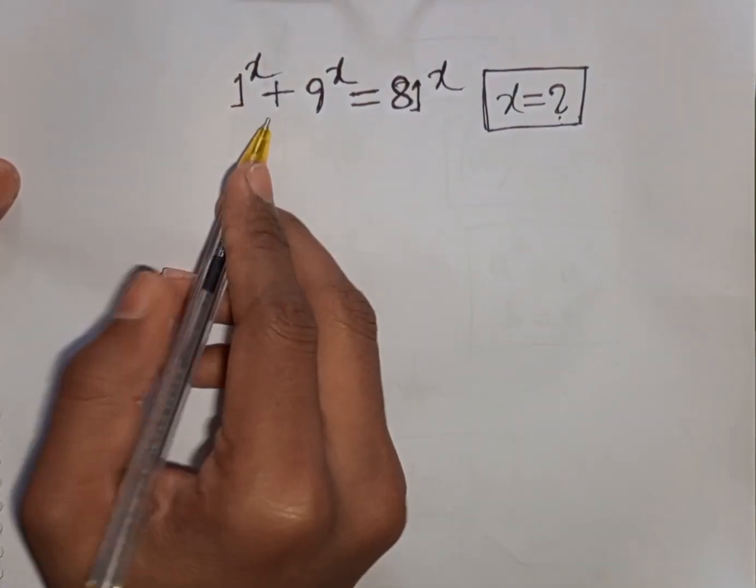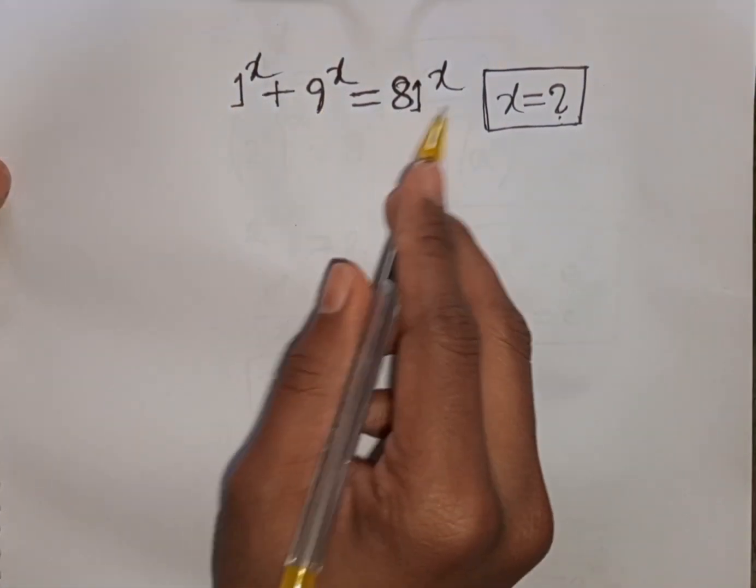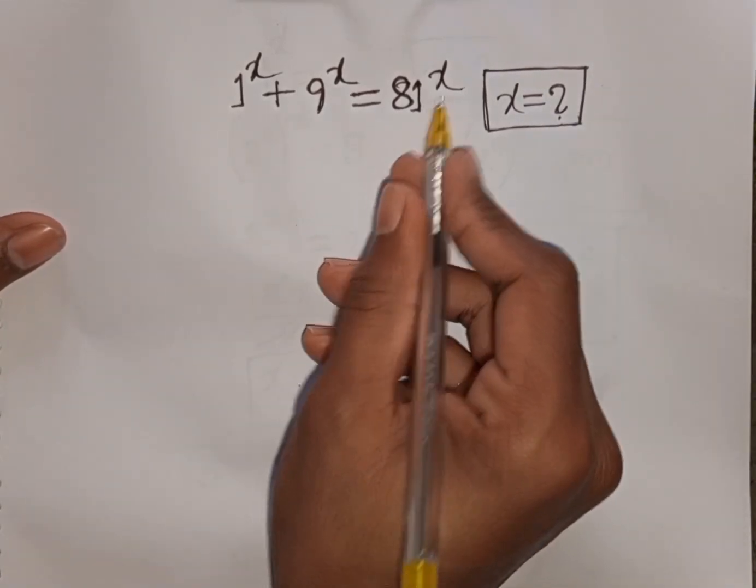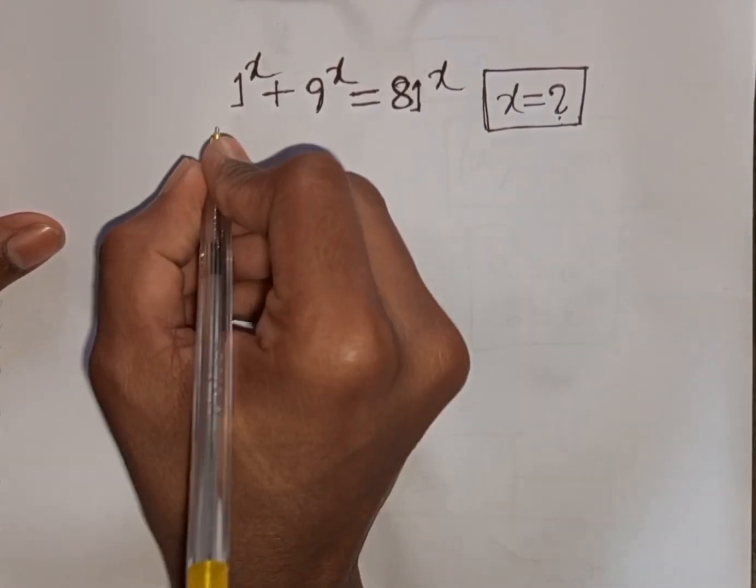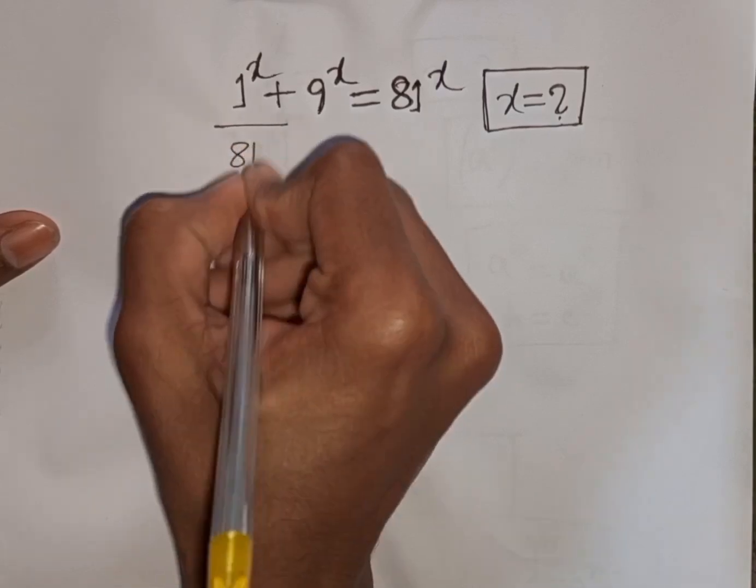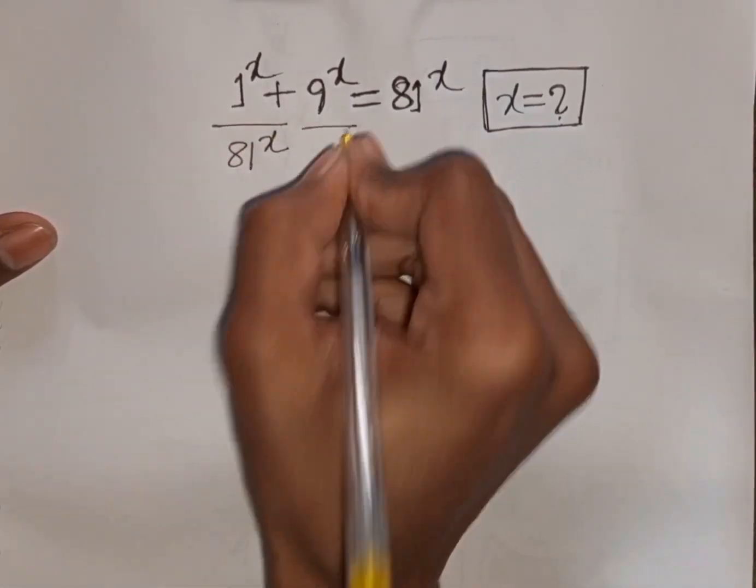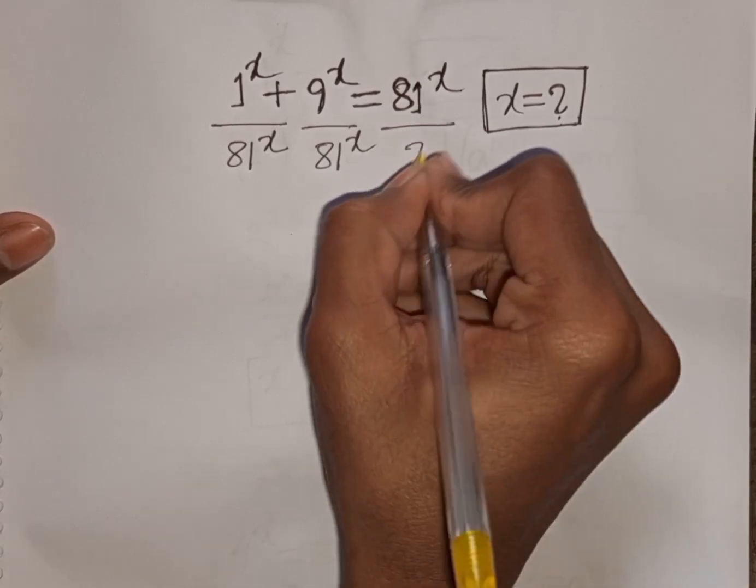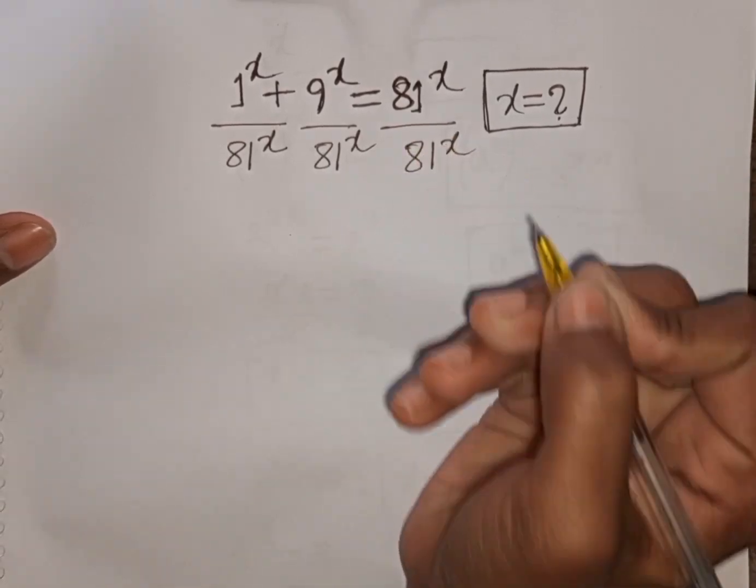1 power x plus 9 power x is equal to 81 power x. Find the value of x. So at first we divide by 81 power x on both sides. So divided by 81 power x, divided by 81 power x, divided by 81 power x.